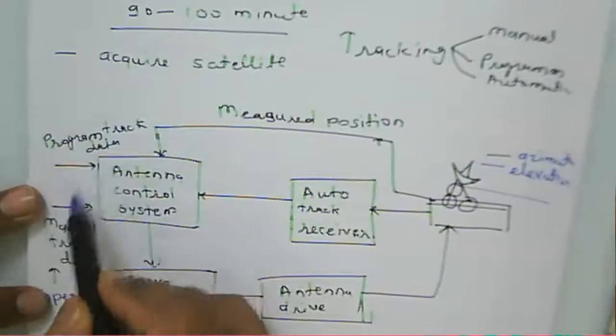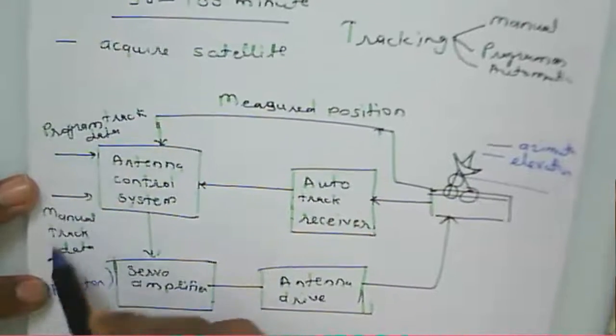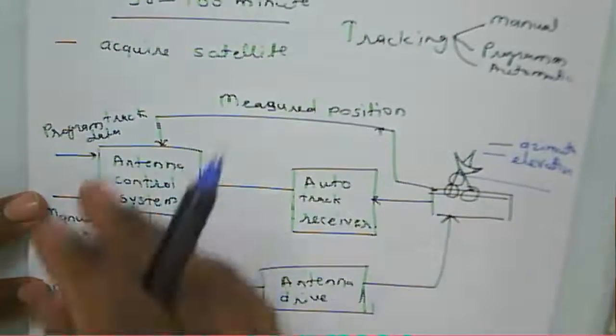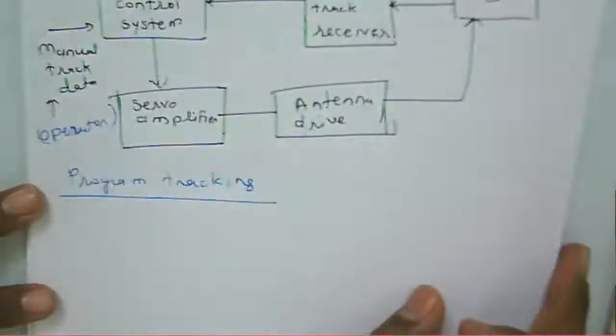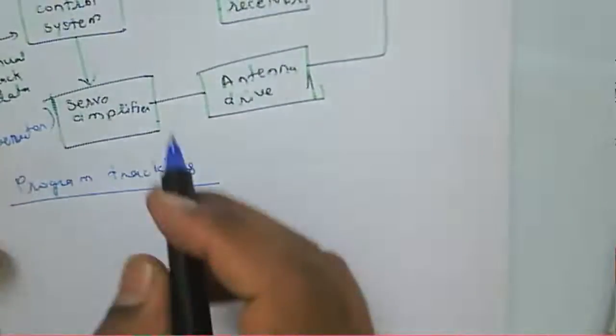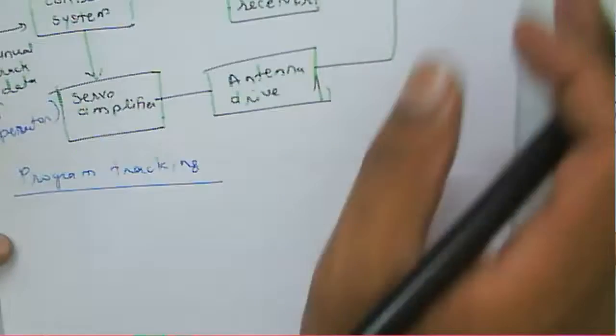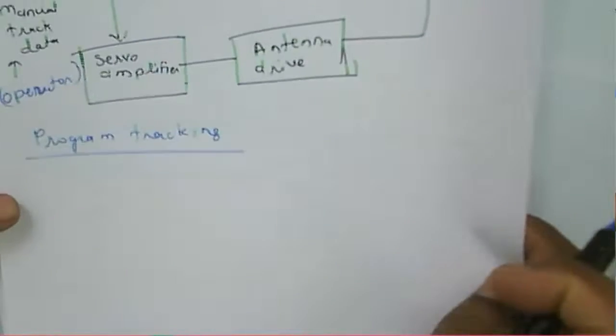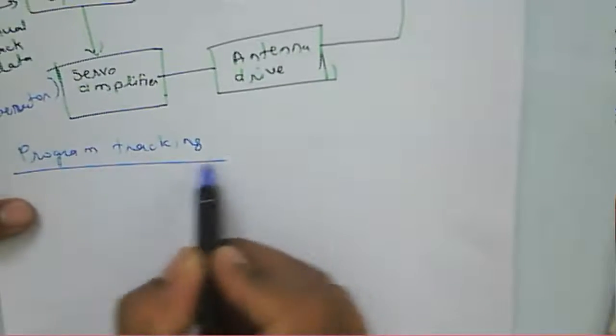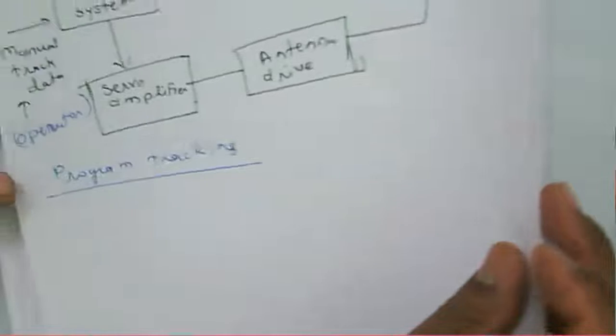So that is about a program tracking. But with manual tracking data, the operator has to provide the information, and according to that, we can vary the position of the antenna, and then we can track the satellite. So program tracking can be an open loop or a closed loop.